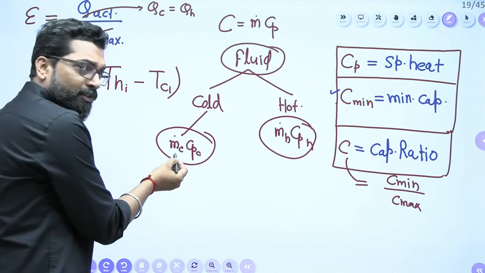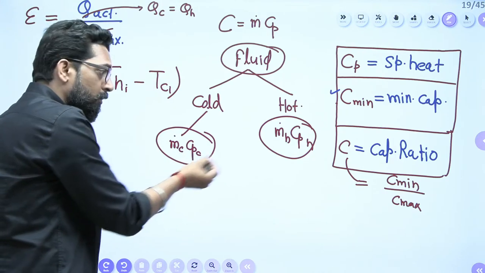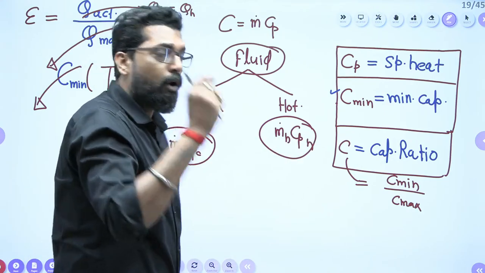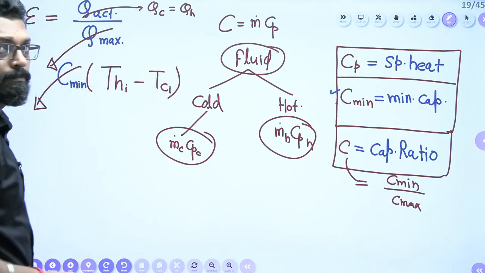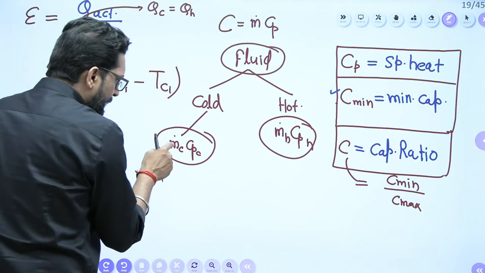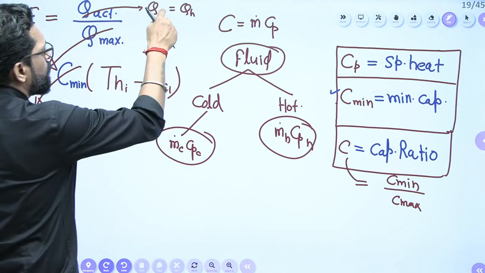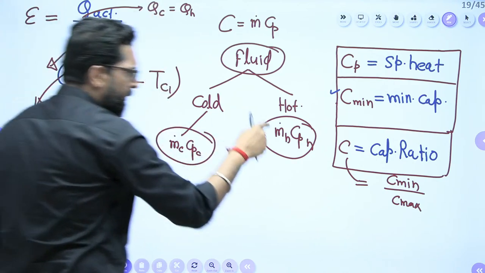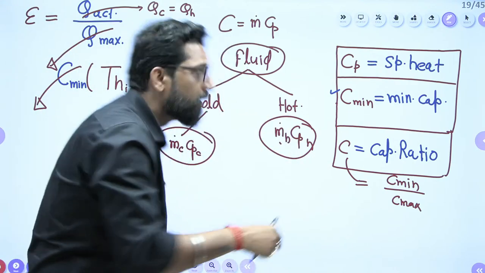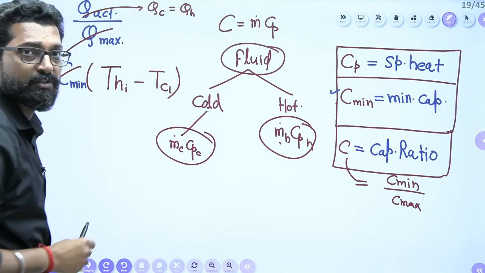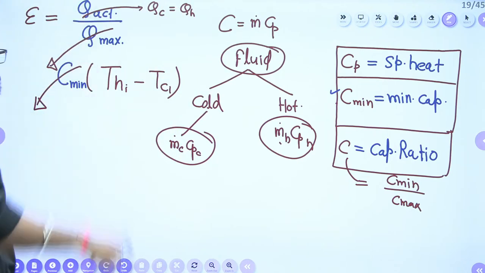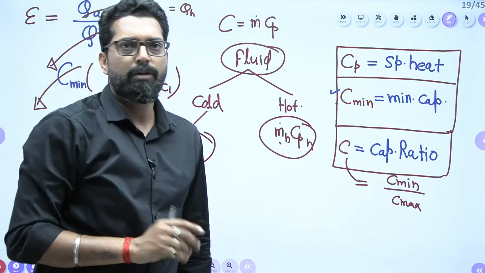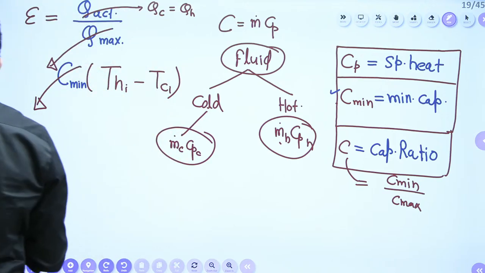If you calculate the mass flow rate of the cold fluid into Cp of the cold fluid, and the mass flow rate of the hot fluid into Cp of the hot fluid, we select whichever C is the minimum and put it here. If M dot C and CPC is minimum, then from the energy balance you can take the energy of the cold fluid. If M dot H, CPH is minimum, then we take the hot fluid heat transfer. So the calculation is easy and some terms will cancel from numerator to denominator. So we calculate C minimum, right?